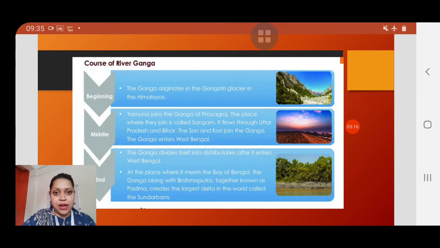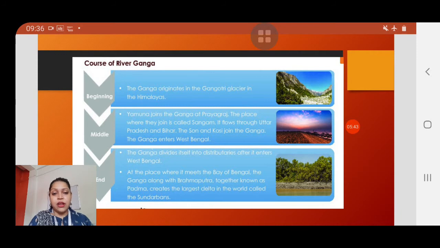It enters Bangladesh, and through Bangladesh it falls into the Bay of Bengal. When it enters Bangladesh, Brahmaputra also enters from the left-hand side. From Assam it flows to Bangladesh, and in the country of Bangladesh, both Ganga and Brahmaputra meet and together become one river, known as Padma.